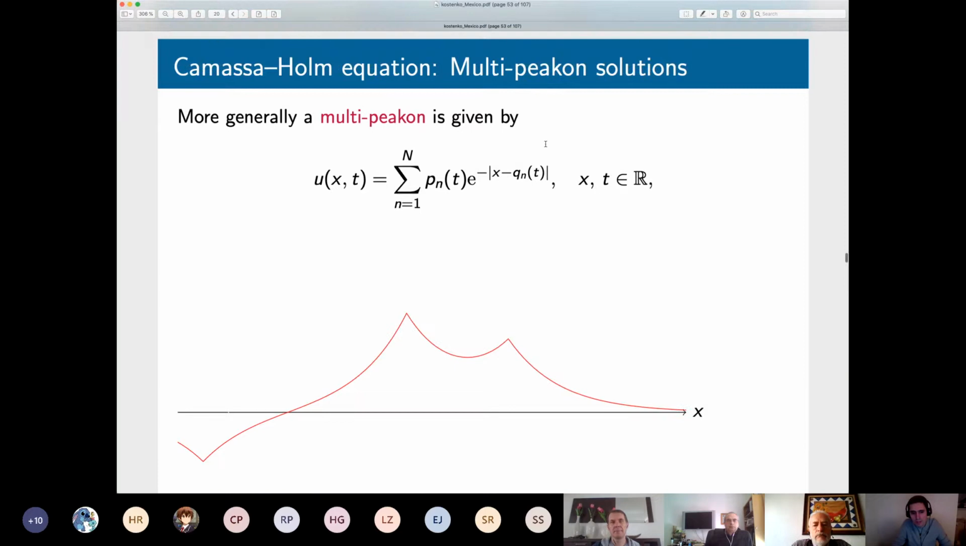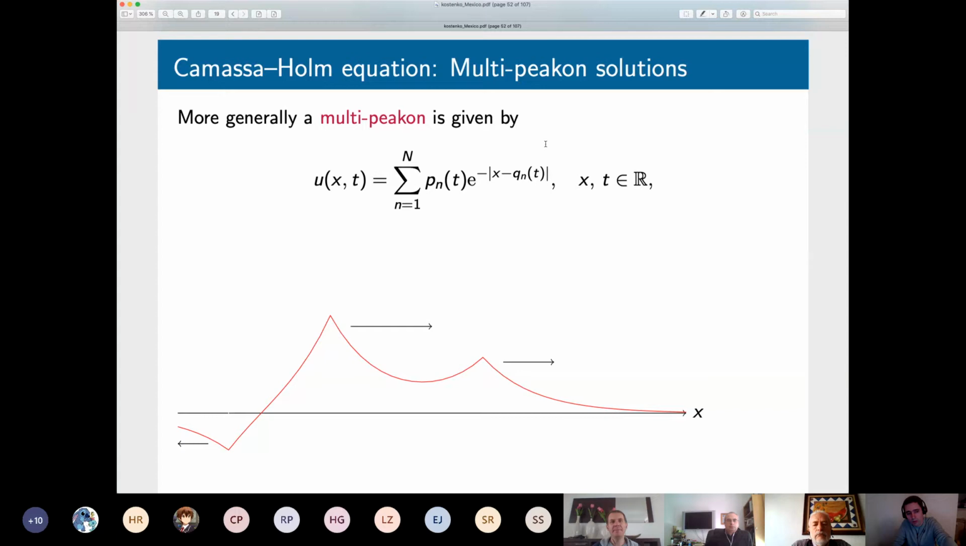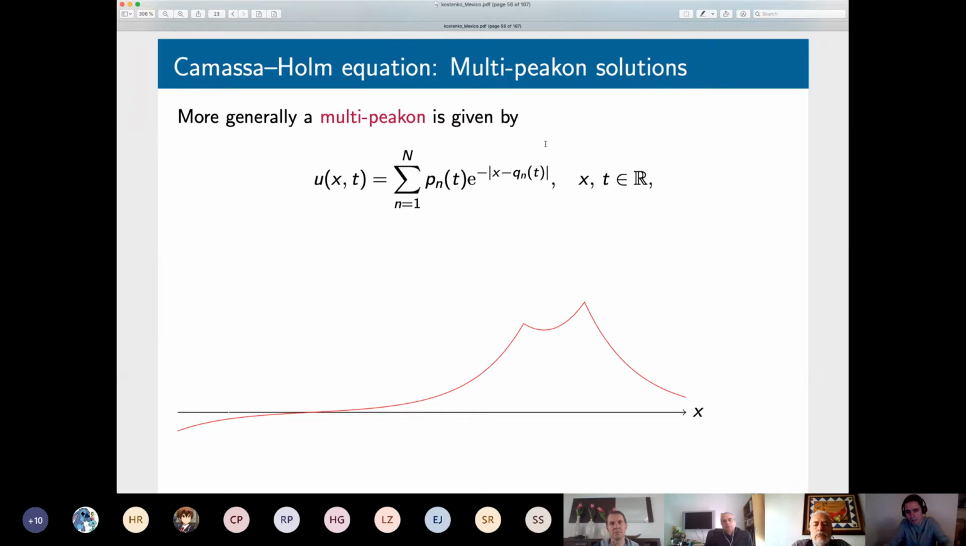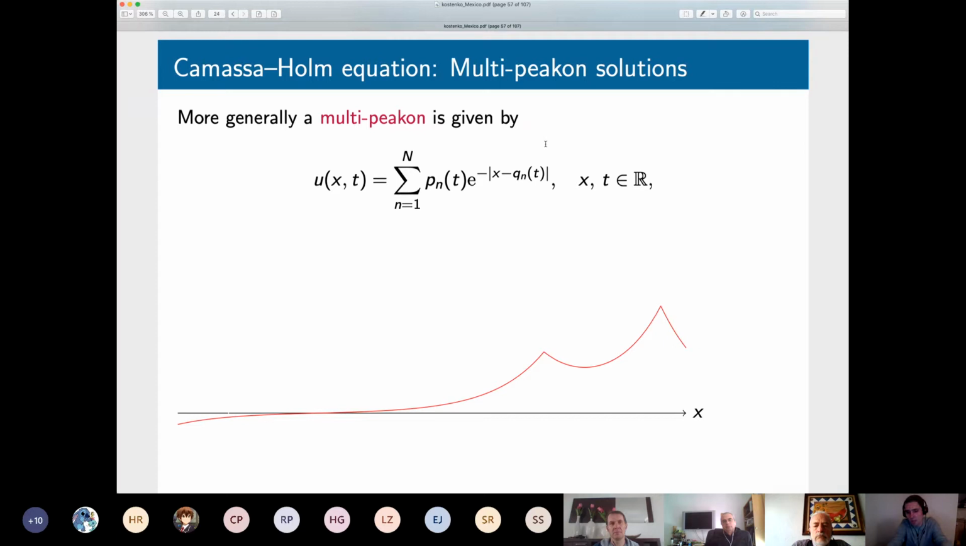The higher peak is, of course, faster, because height is proportional to the speed. But it does not overtake the lower peak. It just pushes the lower peak. So there is an exchange of energies. And these two peaks never meet. Nothing bad happens if just two positive peaks interact with each other. So the solution is very nice for all times t.